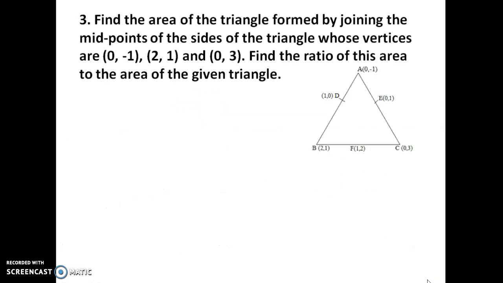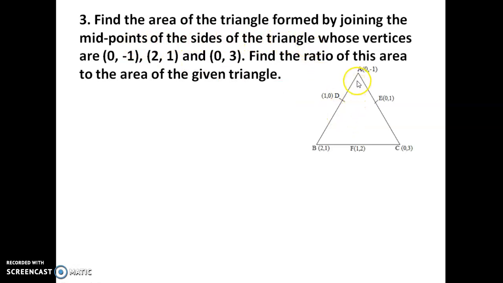Then the third problem, find the area of the triangle formed by joining the midpoints of the sides of the triangle whose vertices are given. So 3 vertices are given for the triangle ABC. Find the ratio of this area to the area of the given triangle. What we are going to do is draw one more triangle inside this given triangle by joining the midpoints of the sides of the triangle.